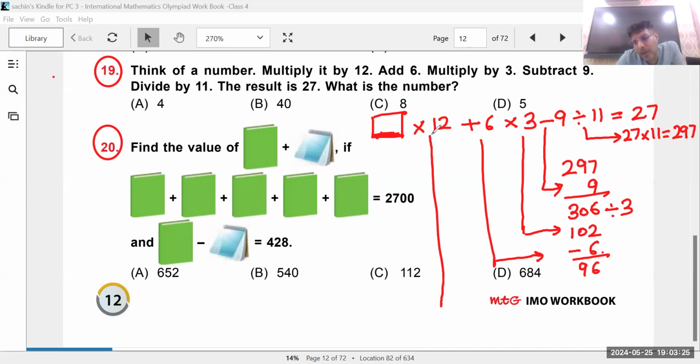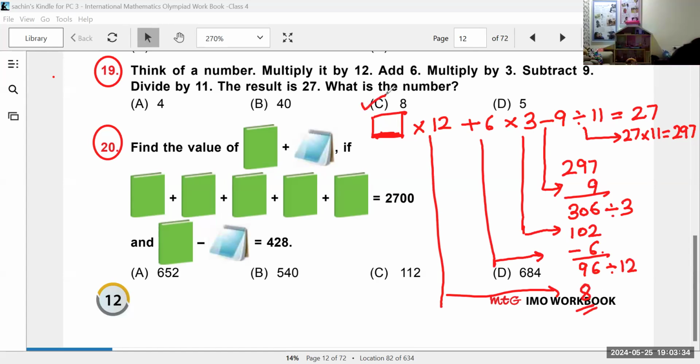So multiply by 12 will become what? Divide by 12. So what will I get? 8. 8? Oh my. So where did we make the mistake? Abhyan and Kride and Adhiraj. Sir, it was at the last part, the divided part. 96 divided by 12. Same, sir. 96 divided by 12.